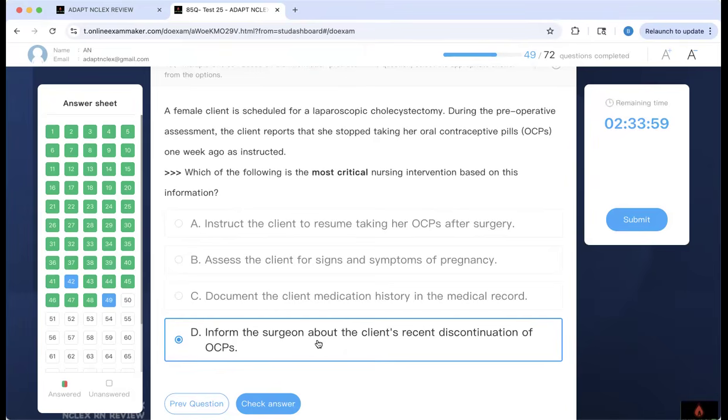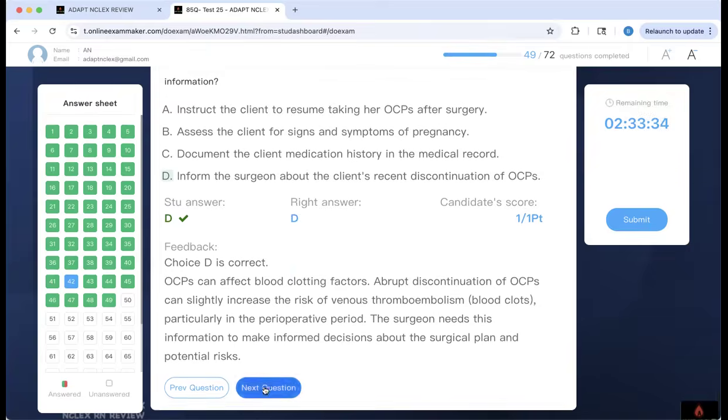So I need to know. Acute discontinuation of contraception has a very bad complication. You can get a PE or DVT. So the nurse should let the doctor know. I know you worry about pregnancy, but that's not the major problem. We will figure that out later. But the most critical nursing intervention is not because you may be pregnant, but because you may have a complication that may kill you in the surgery.